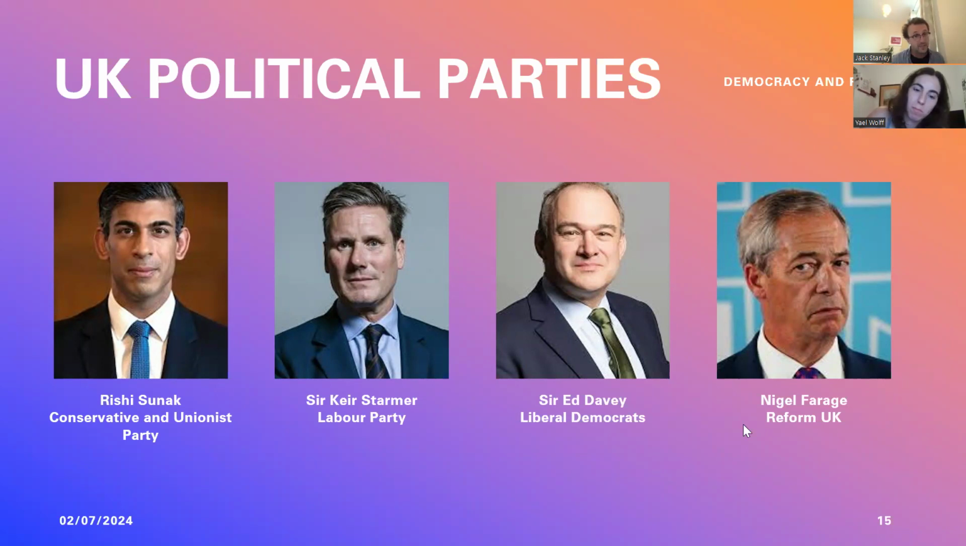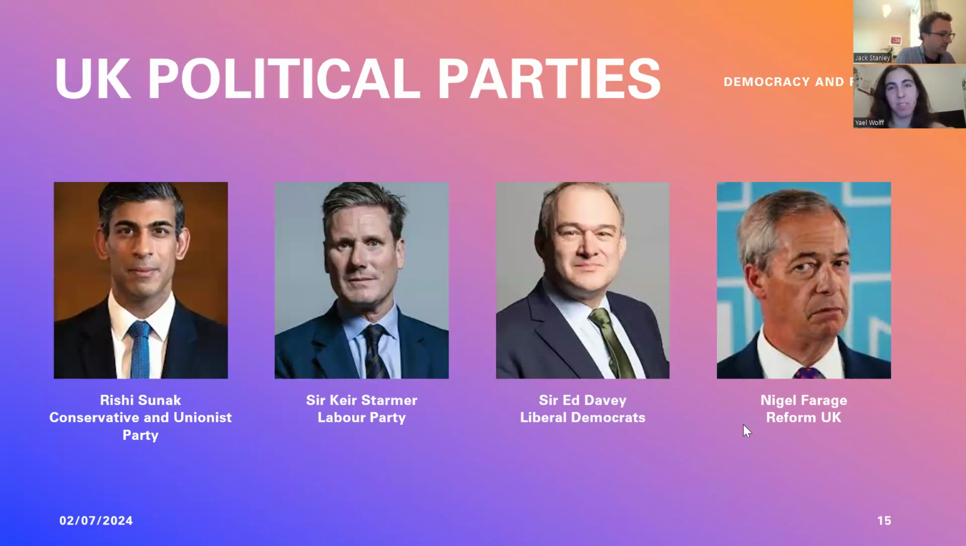Sir Ed Davey, who is the head of the Liberal Democrats Party, which is a very sort of centrist party, very socially left-wing, a bit more economically conservative. They often go with a tagline of, we're trying to put a heart into the Conservatives and a brain into the Labour Party. And then you have Nigel Farage's Reform Party, which is standing across Great Britain.